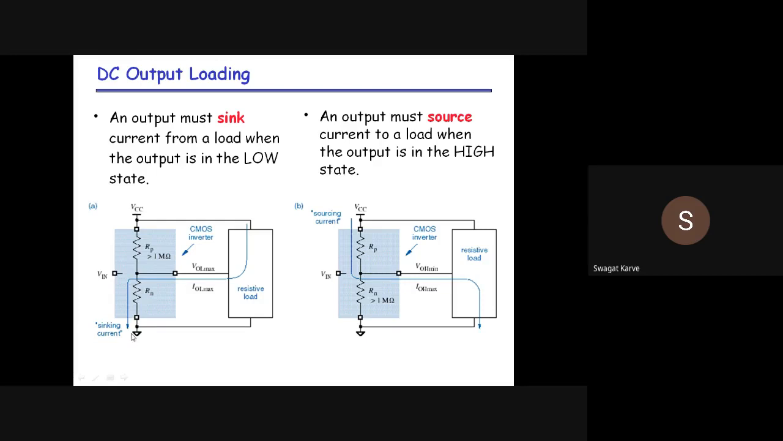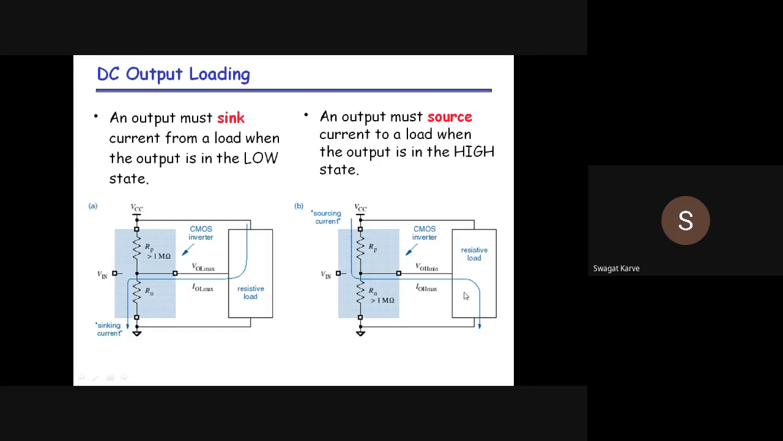Exactly the reverse is the case with the source. What is source? The output must source current to the load when the output is in the high state. That means whenever this output is in the high state, it must source, that is, it must supply the current to the load. From this VCC now, this current will be driven to this load. And in case A, the sink case, the current is drawn by the output.